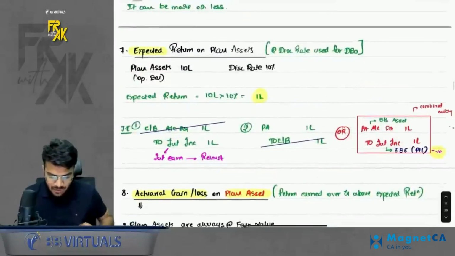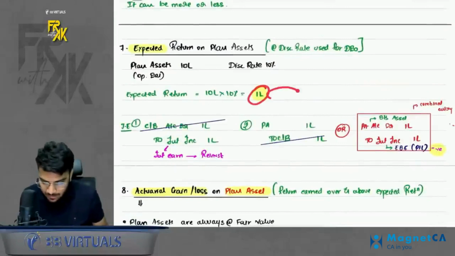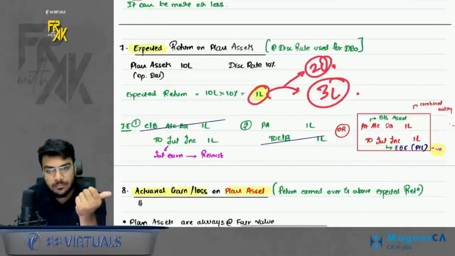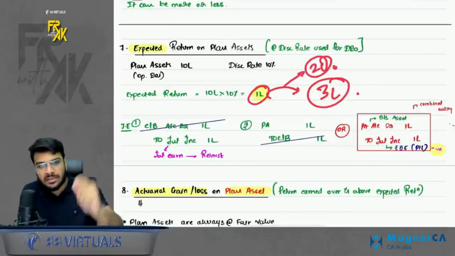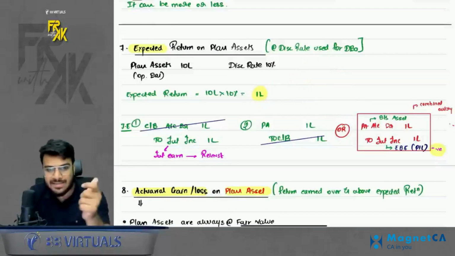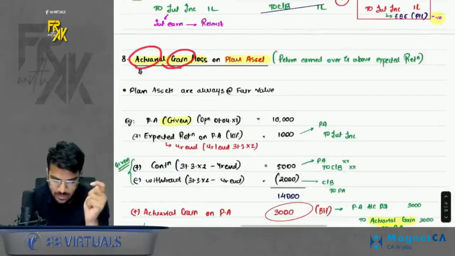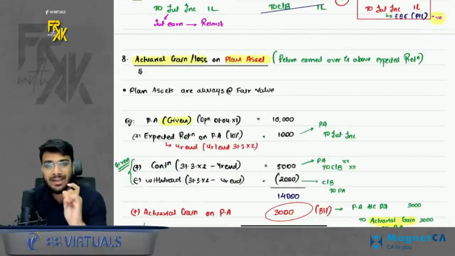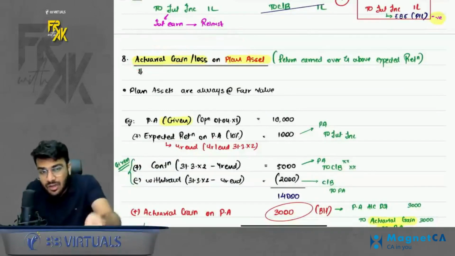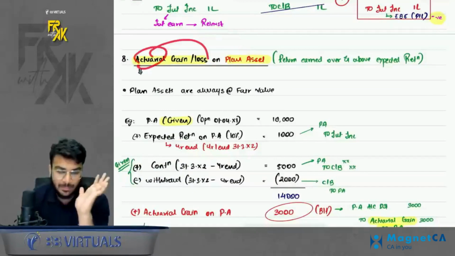Let's say my expectation was I will earn 1 lakh, but is it possible I earned 3 lakhs? So how much excess did I earn? I earned an excess of 2 lakhs because instead of 1, I earned 3. That excess earned on plan asset is actuarial gain/loss on plan asset. So if you earn over and above expected, it is actuarial gain on plan asset. If you earn less than expected, it is actuarial loss on plan asset.